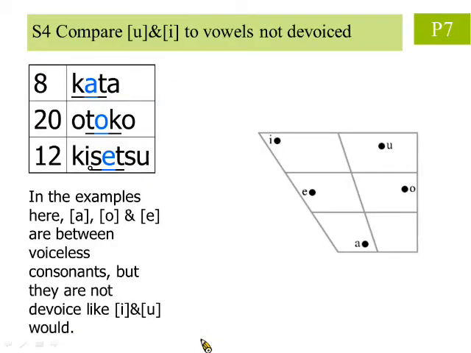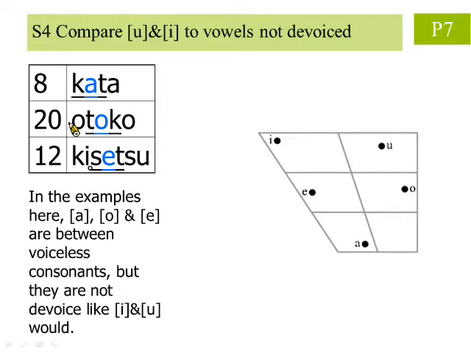In step 4, we further compare E and U with the other 3 vowels A, O, A. We pick 3 words from the earlier examples and mark the vowels in blue. We see that even though A, O, and A are between voiceless consonants, the 3 vowels are still voiced and not devoiced like E and U would.